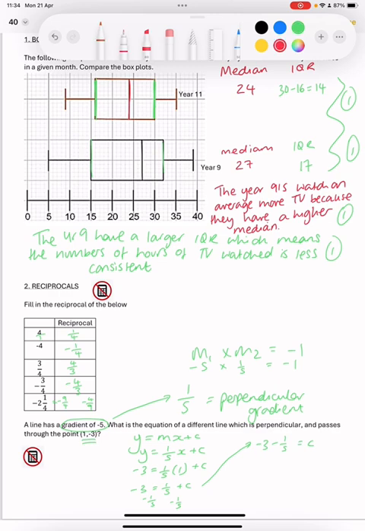So let's think about this 3 as being over 1. And we'll multiply the bottom by 5 and the top by 5 to keep it an equivalent fraction. Minus 15 over 5 minus 1 over 5 equals c. So c is minus 16 over 5. But don't forget, we need to substitute that back into our equation from the start. So we've got our final answer. y equals 1 over 5 x minus 16 over 5.